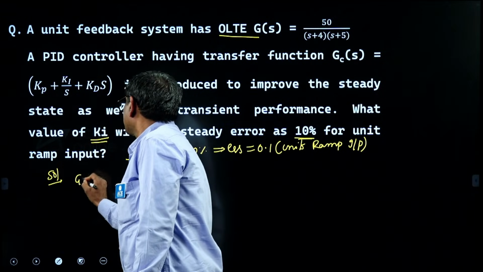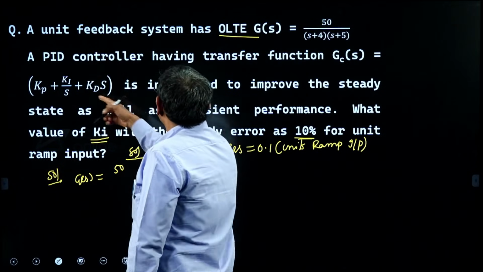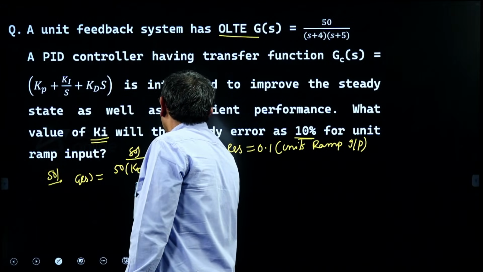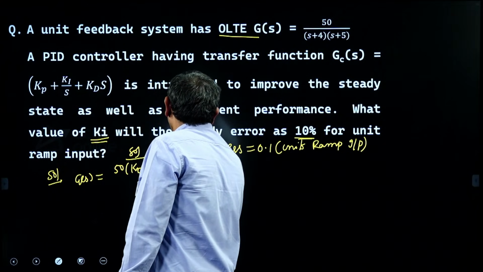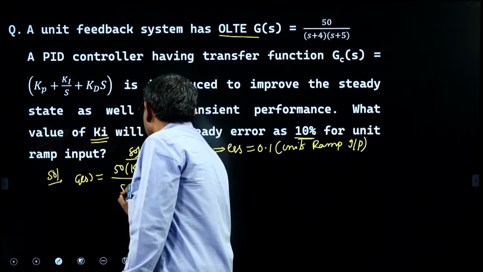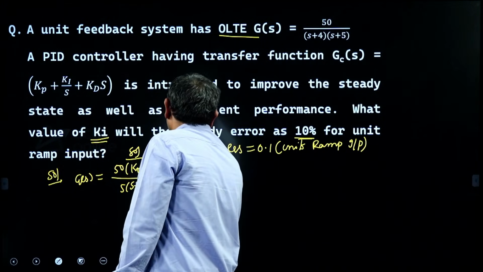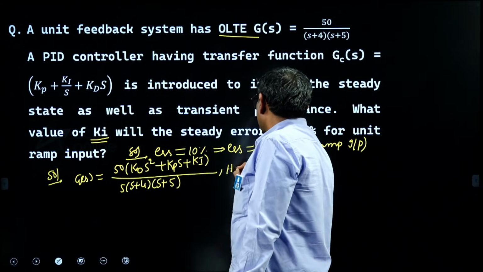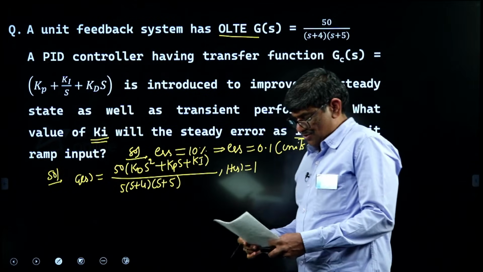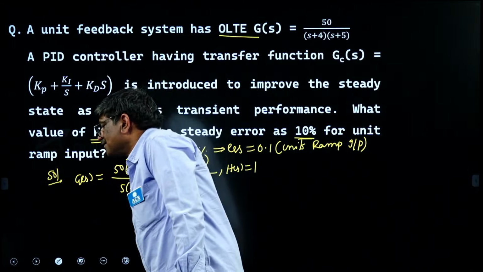So what do you want? We want the error to be 0.1. So just write G of s and substitute, you will get the answer. G of s equals 50 into (Kd s square plus Kp s plus Ki) divided by s into (s plus 4) into (s plus 5). The question looks very big, but it is not. Check the calculations.